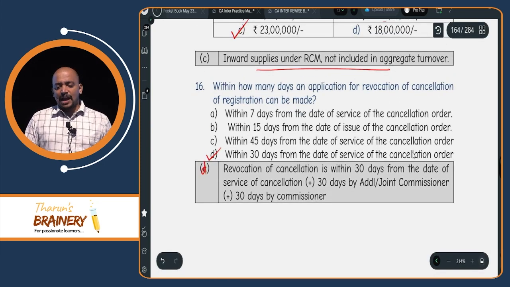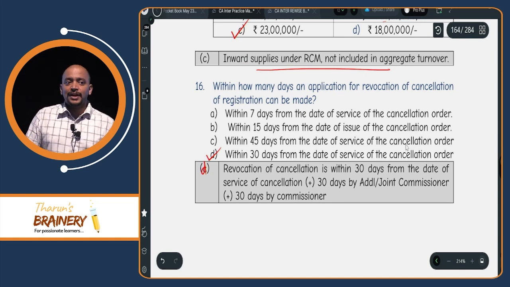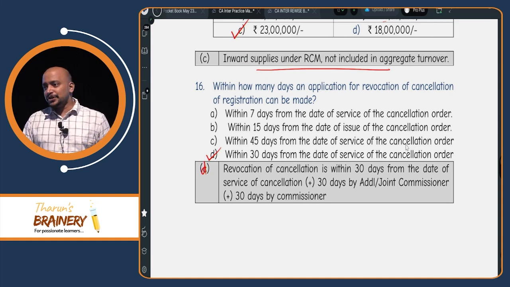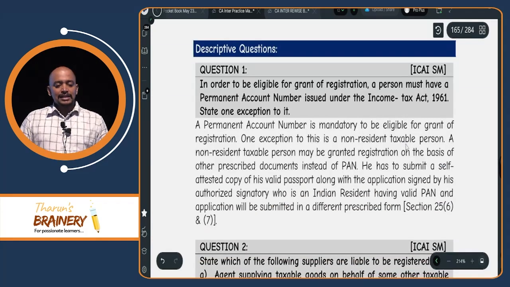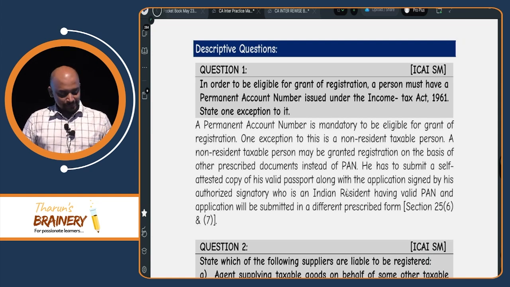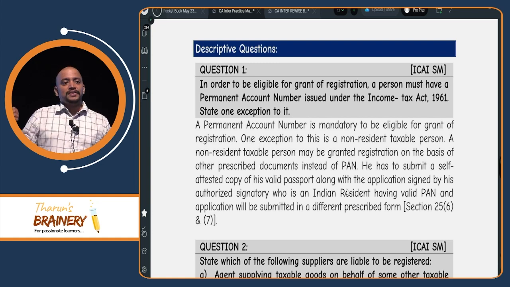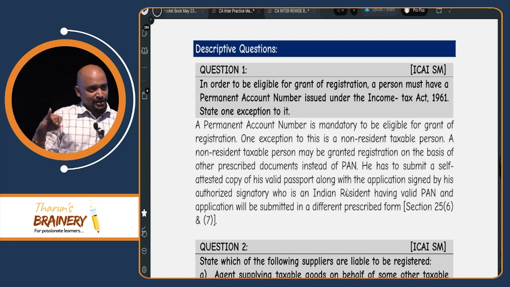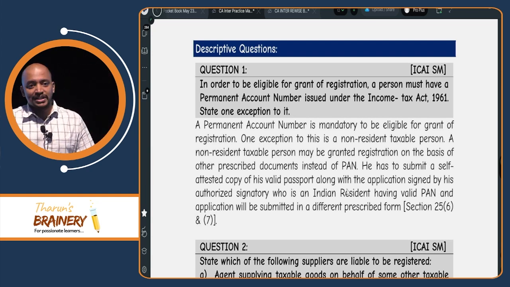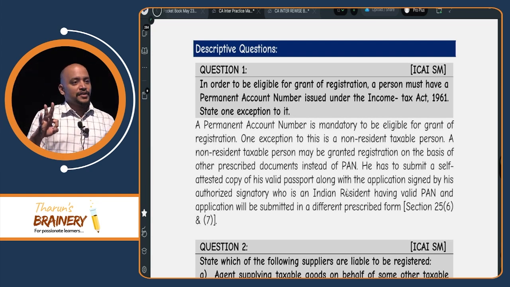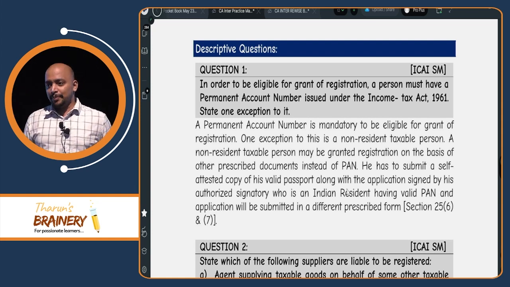So these are the MCQs we have. Mainly, I told you that on registration we get MCQ-type questions only. Then the descriptive questions we can see tomorrow, no issue. The agenda for tomorrow is that we will complete the descriptive questions on registration. Then I will start with the composition scheme, invoice and time of supply, returns and payment process.